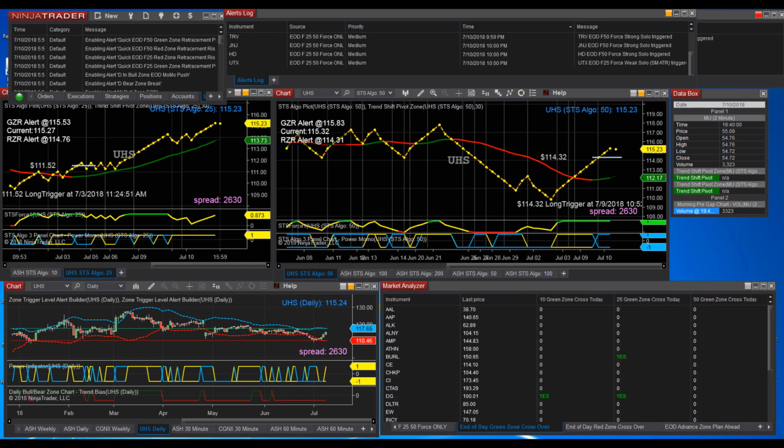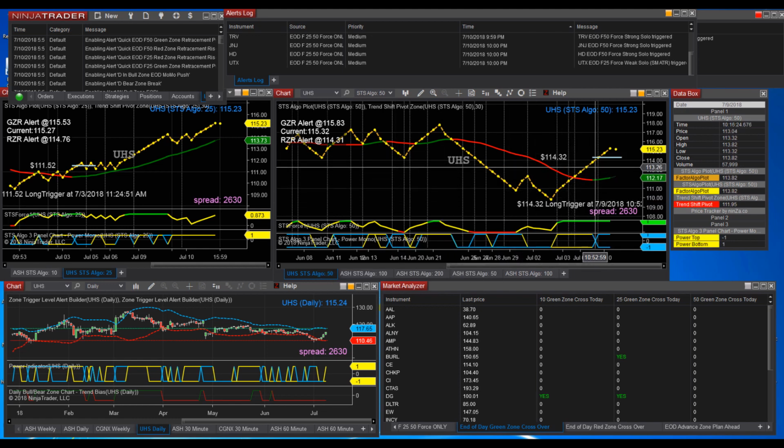This is the single biggest addition to the trading package: end of day green zone and red zone crossovers. When you're scanning intraday, this is a 50 algo chart, and this stock makes this crossover right here. The intraday scanner picks that up. You can't come in later after it happens and scan for this.